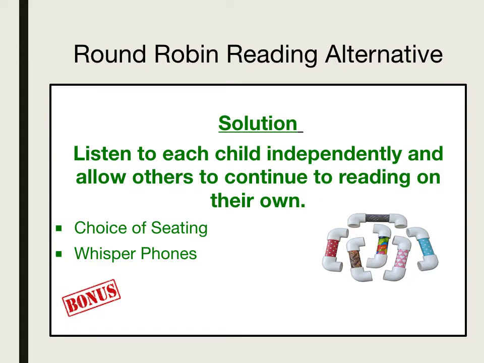An alternative to round robin reading is to just listen to the child independently while others continue to read on their own. You can do this either within the group, in flexible seating arrangement, or with whisper phones. And I've attached to your handouts a little bonus on how to create these whisper phones. And these are amazing in that they allow the child to listen to their reading, and it actually keeps them focused and on task.